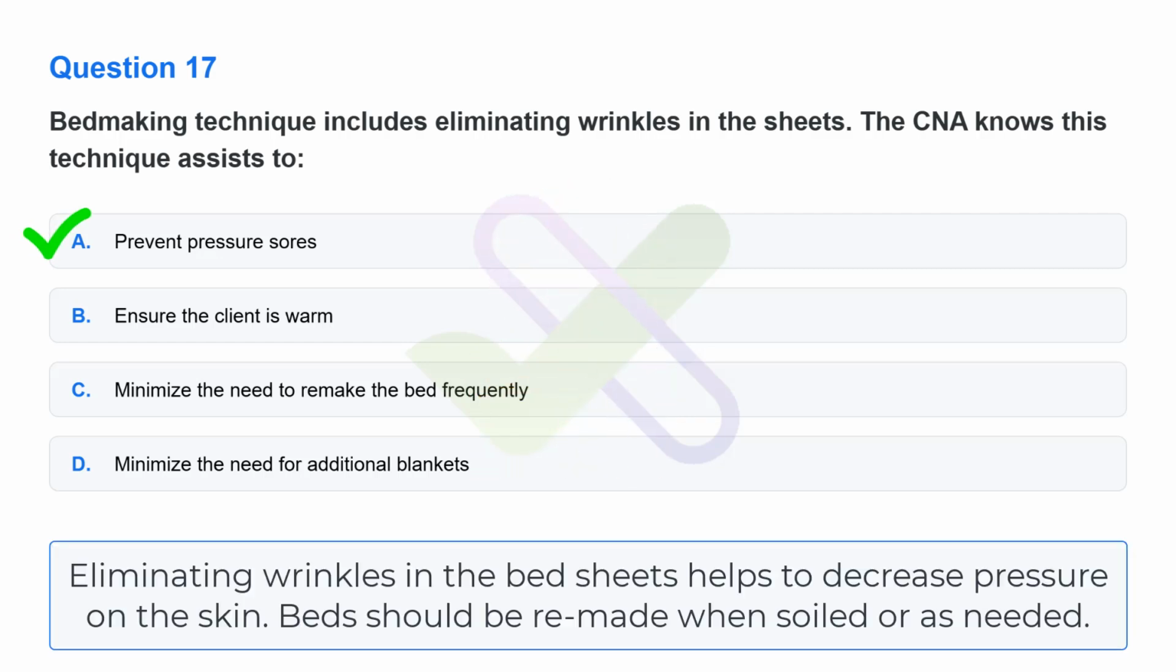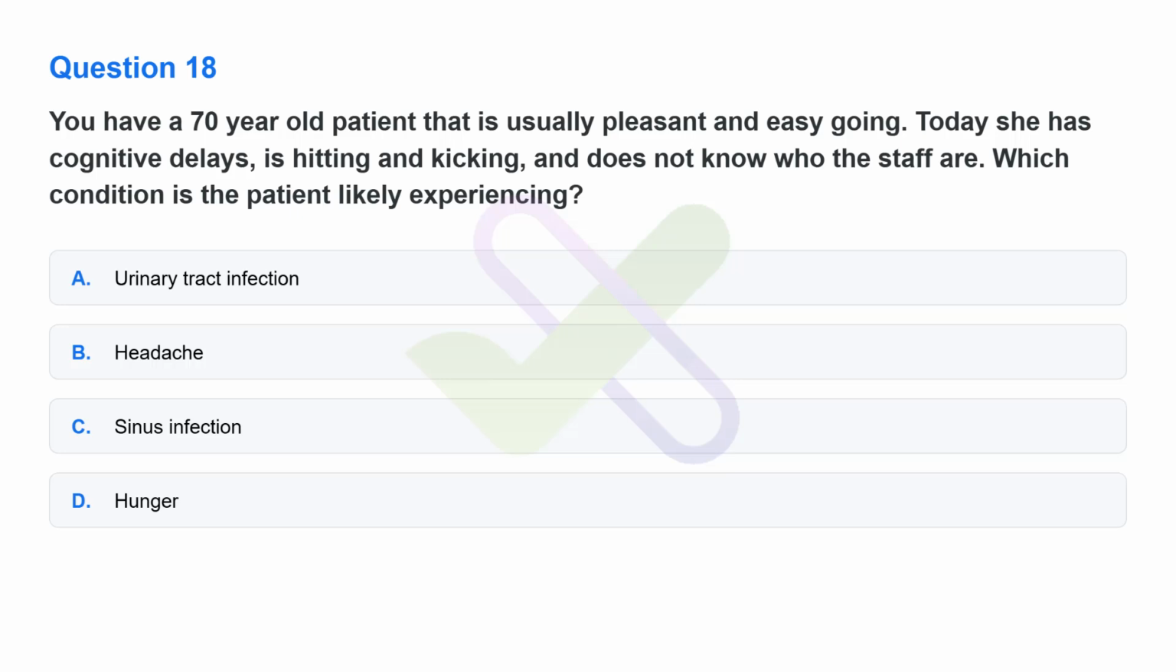Correct answer, A. Prevent pressure sores. Eliminating wrinkles in the bed sheets helps to decrease pressure on the skin. Beds should be remade when soiled or as needed. You have a 70-year-old patient that is usually pleasant and easygoing. Today she has cognitive delays, is hitting and kicking, and does not know who the staff are. Which condition is the patient likely experiencing? A, Urinary tract infection, B, headache, C, sinus infection, D, hunger.